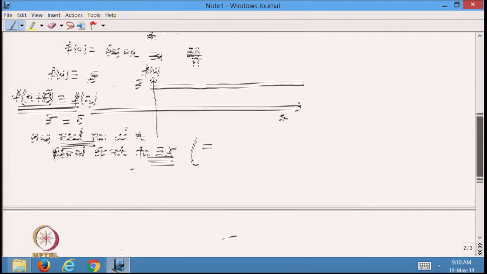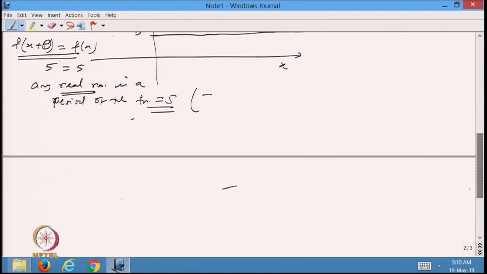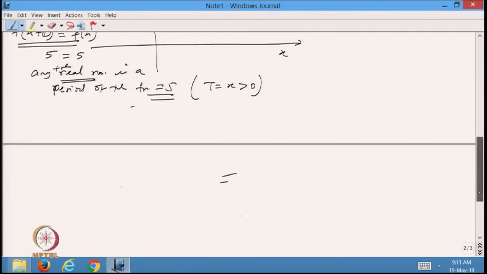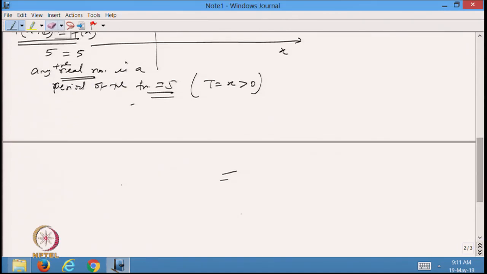So, I am saying that the constant function has a period of any, in this case T is equal to x, and x is greater than 0. So, this one I can take: any positive real number. So, this is the period. This is the only function, the constant function, which has this type of property.